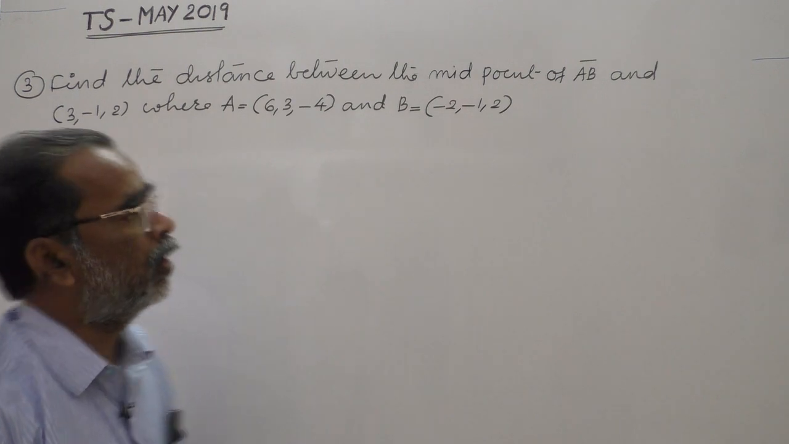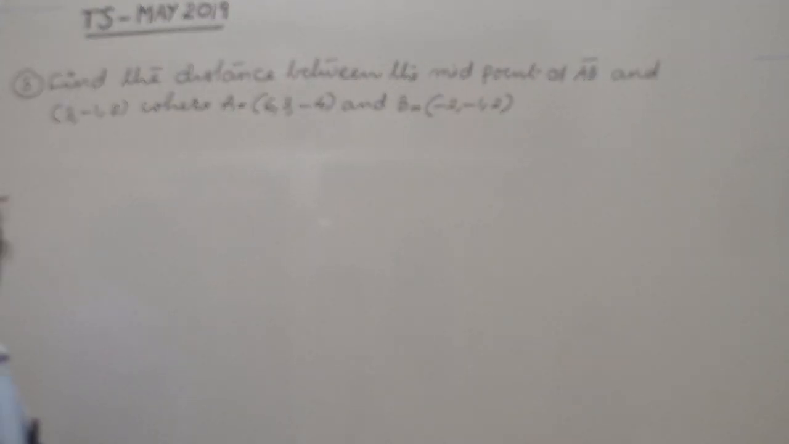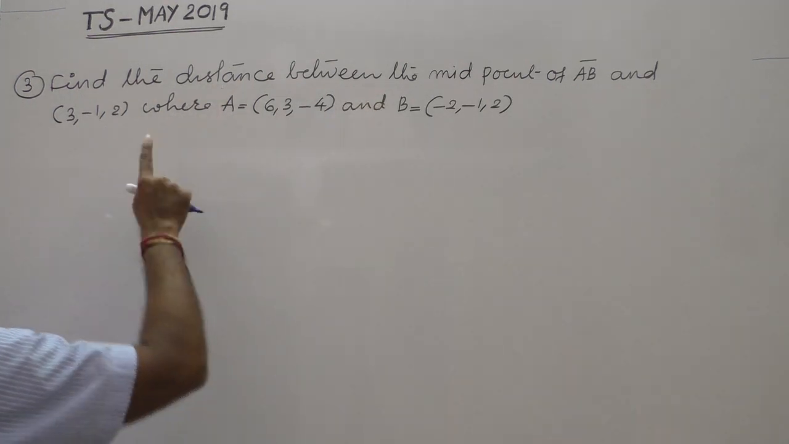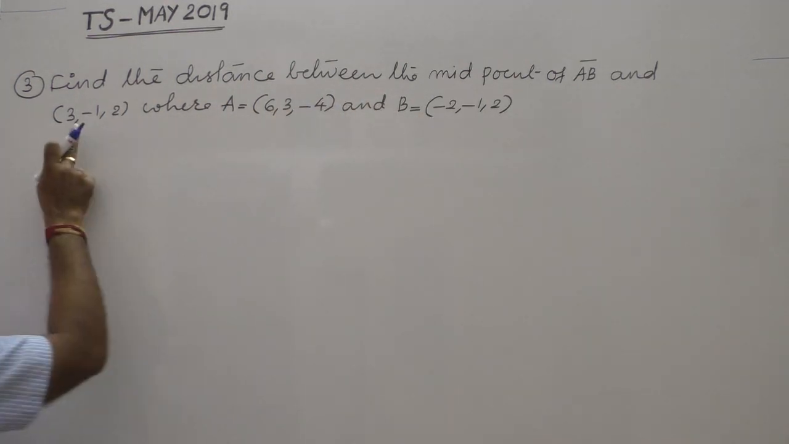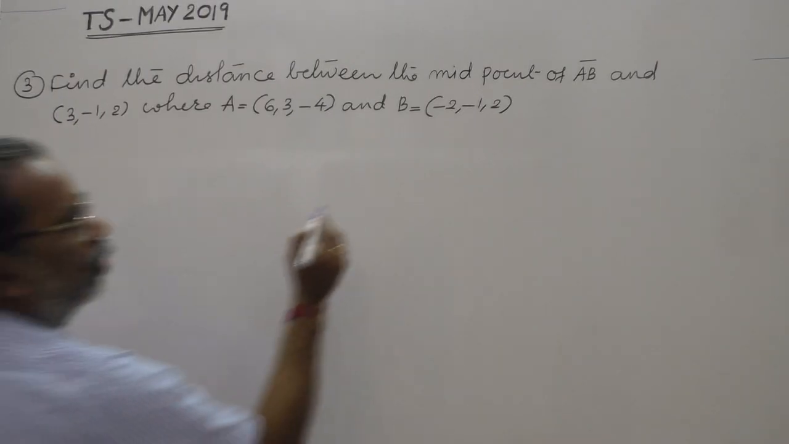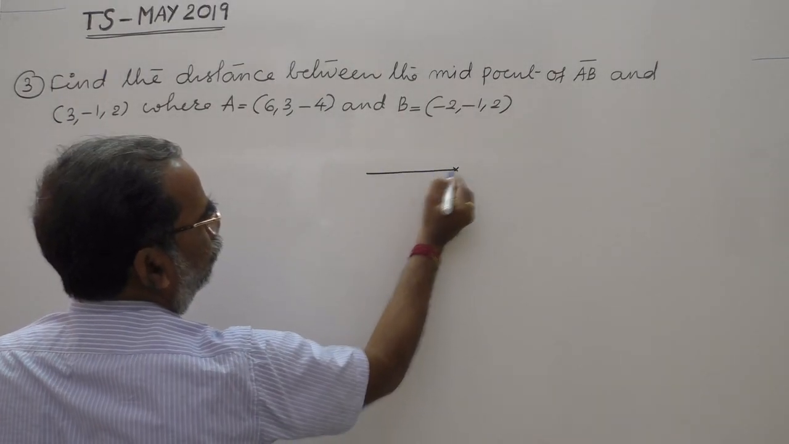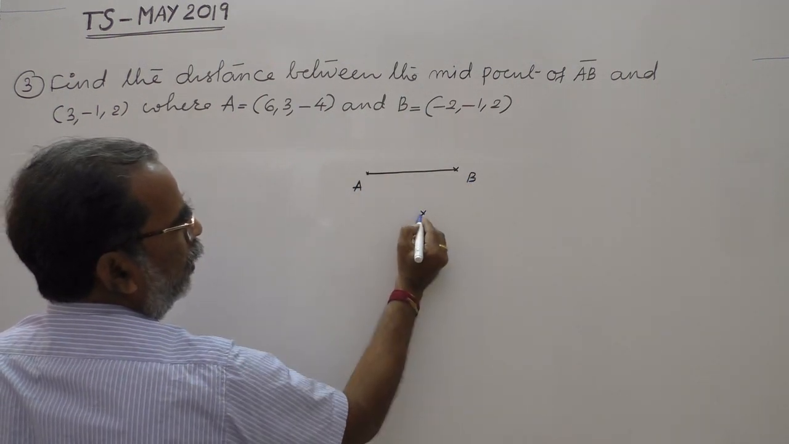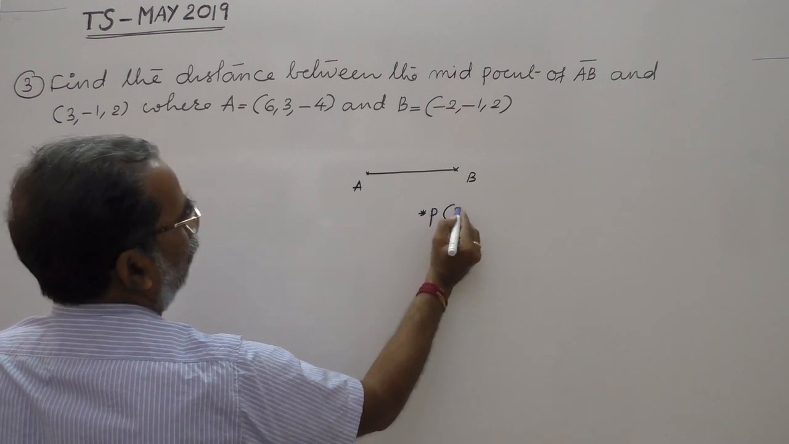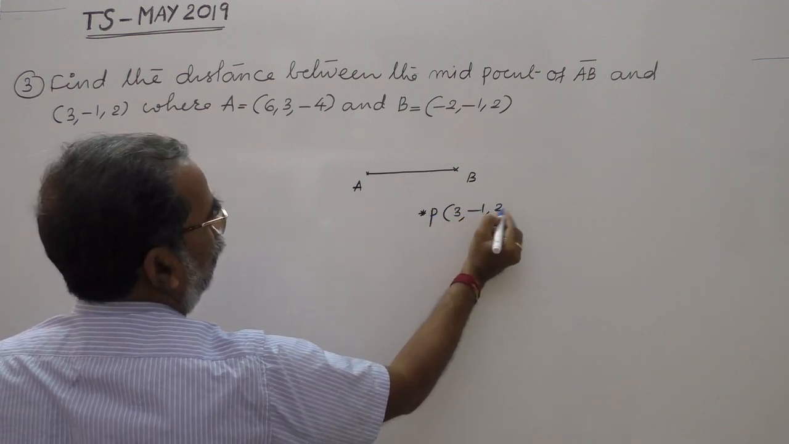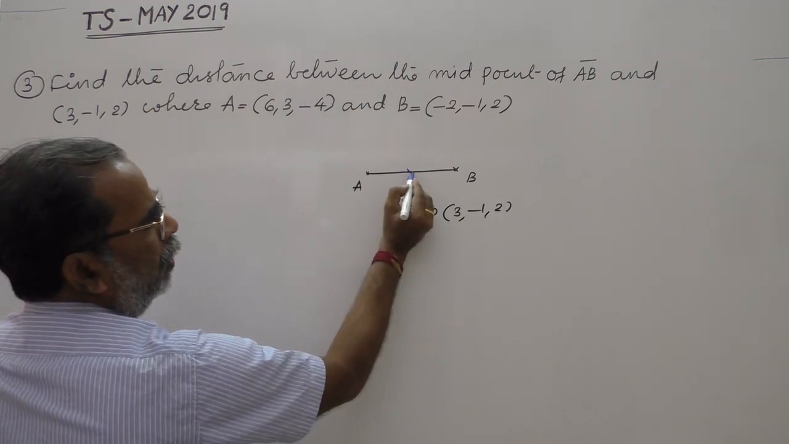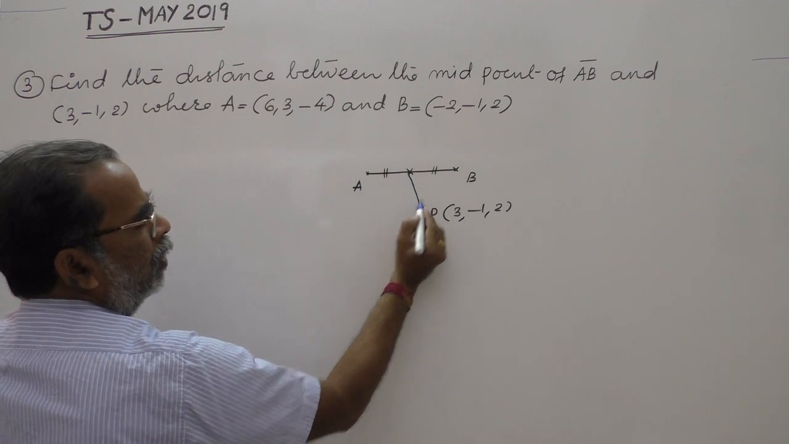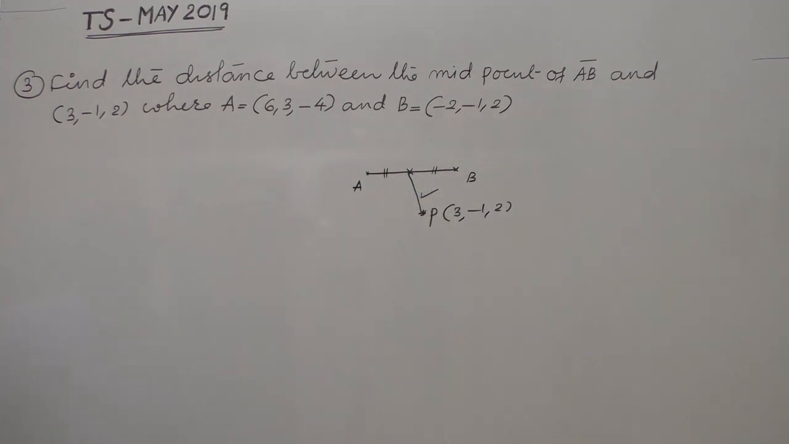Right. Question number 3. This question is from coordinate system 3D. Find the distance between the midpoint of line segment AB and this point. So this is line segment AB and the given point is capital P 3 comma minus 1 comma 2. The distance between the midpoint of AB and this point is to be found.